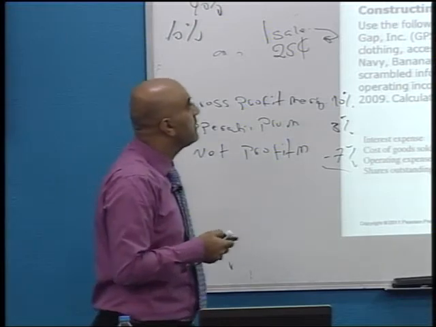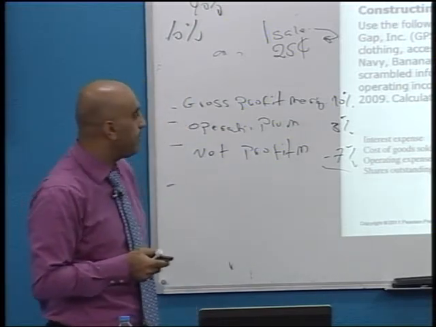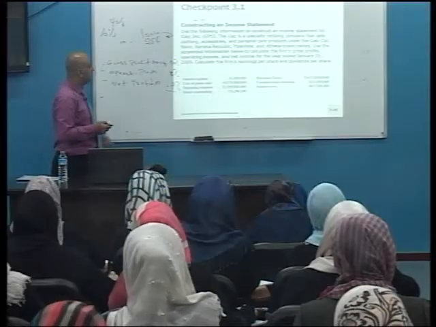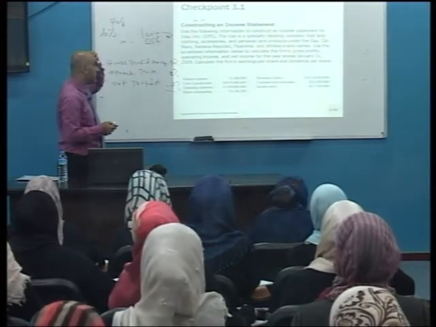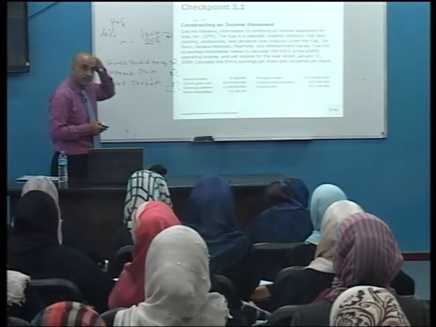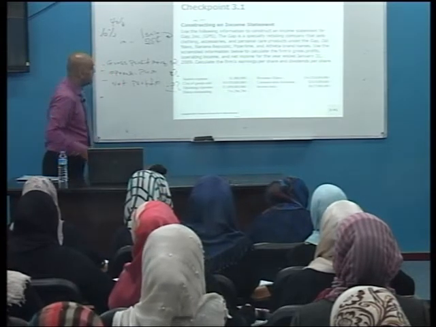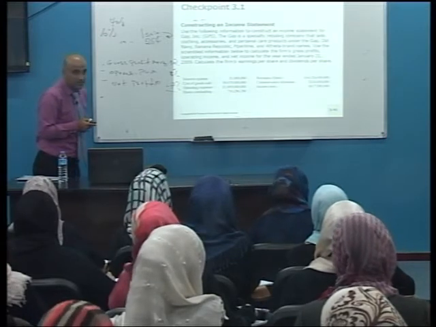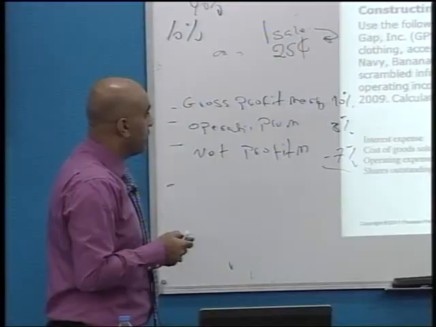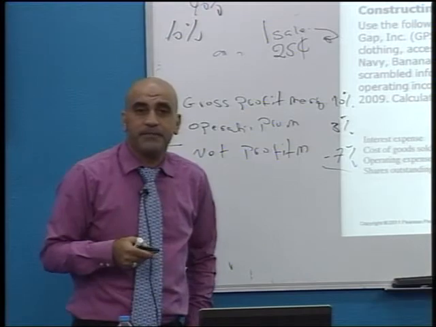Try to do this. Checkpoint 3.1. This is about GAP, products under the GAP. You know GAP, the company GAP. Use the following information to construct an income statement for GAP.